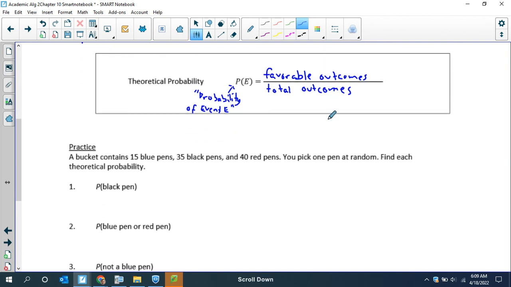So if we look at our practice down here, it says a bucket contains 15 blue pens, 35 black pens, 40 red pens. One is chosen at random. Find the theoretical probability. The first thing we always have to do is find the total. So if we add 15 and 35, that gets us 50. And then add to that the 40, so we have 90. So our total is 90.